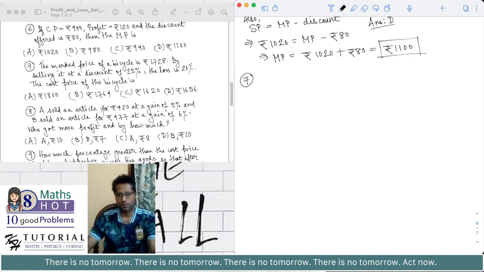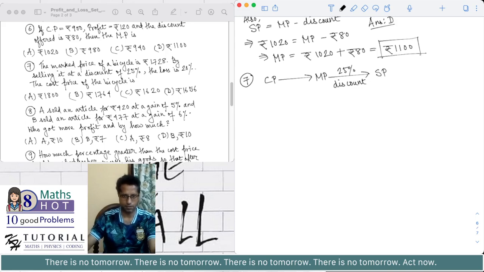The mark price of a bicycle is rupees 1728. By selling it at a discount of 25%, the loss is 20%. The cost price of the bicycle is. Okay, so from cost price we have the mark price. From the mark price there is a discount of 25%, and we have the final selling price.